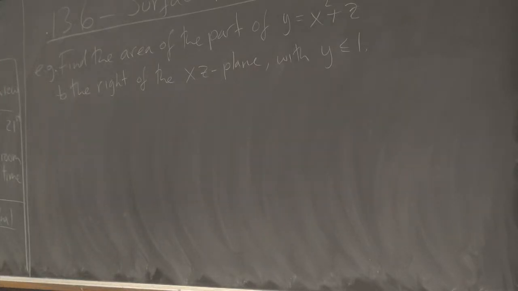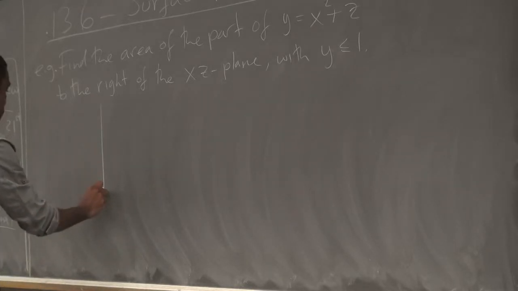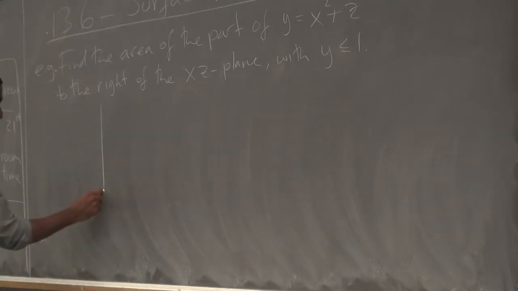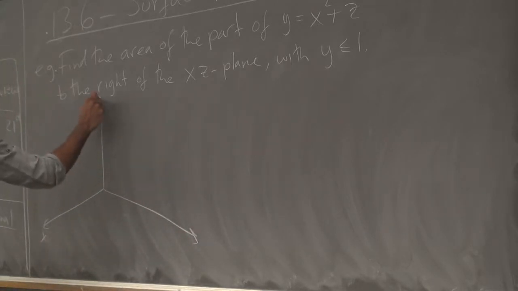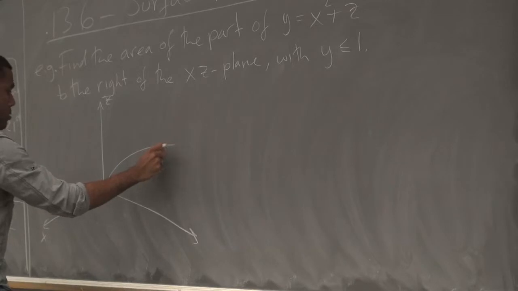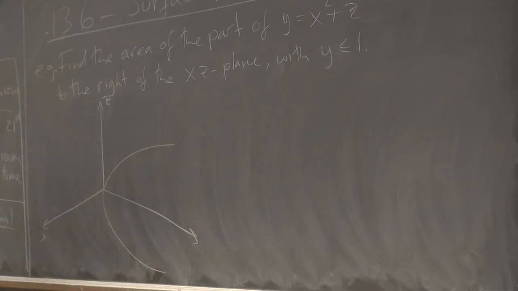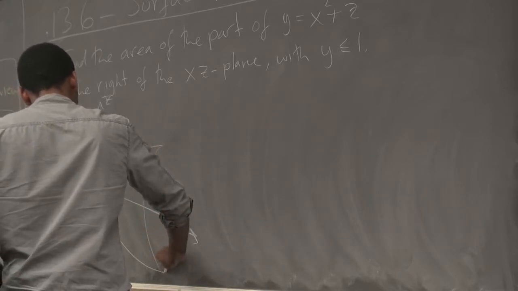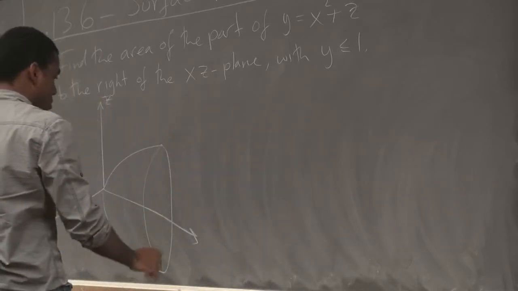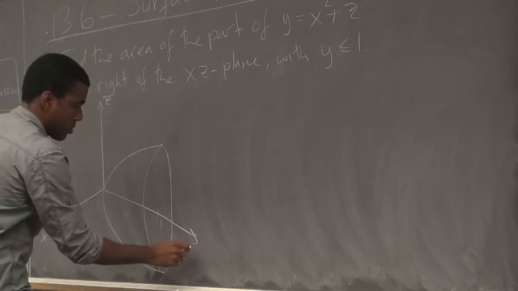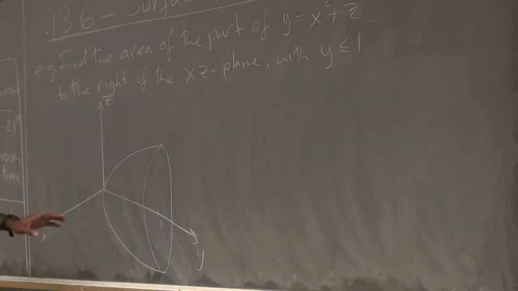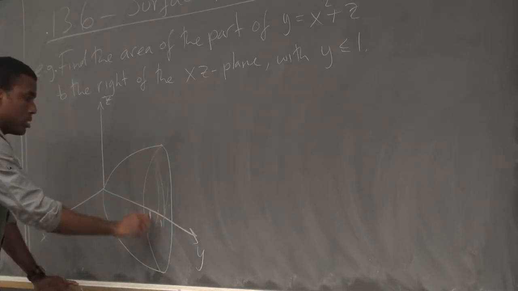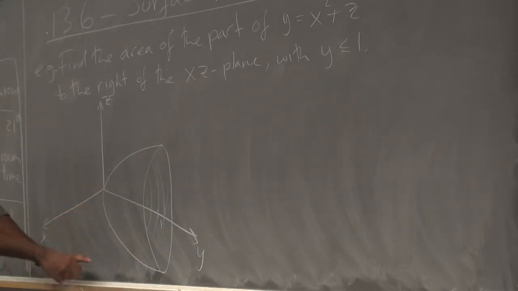So notice that it's a paraboloid that opens up on the positive side of the y-axis. Alright, so it's opening like that. And it's basically the space that's between the xz plane and the plane y equals 1. Now it's important to know that this is hollow. I just want the skin.